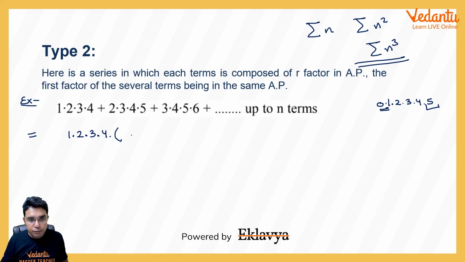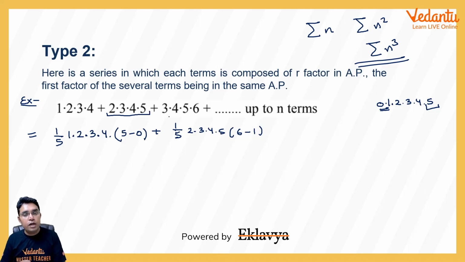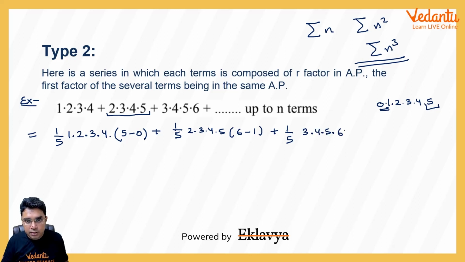So we will take the difference of 5 and 0. But for that I have to divide by 5. Then next it will be 1 by 5, and here it will be 2 into 3 into 4 into 5, and here I will write 6 minus 1. You can check for this term, next expected term would have been 6 and the term before 2 would have been 1. So taking the difference of this, and similarly for the next one, 1 upon 5, 3 into 4 into 5 into 6, and here we will be writing 7 minus 2.